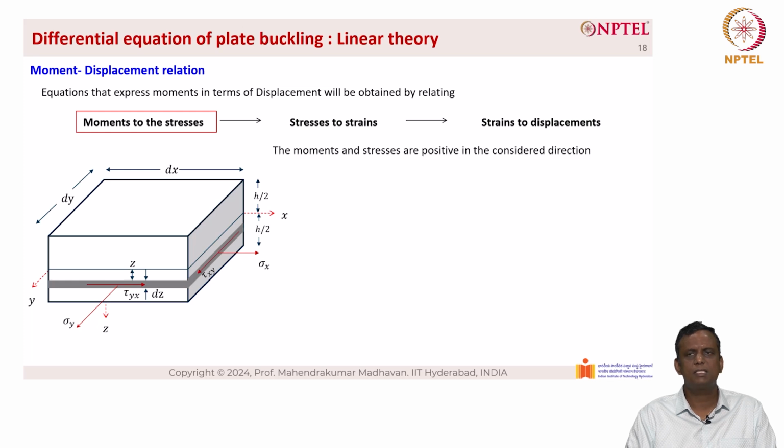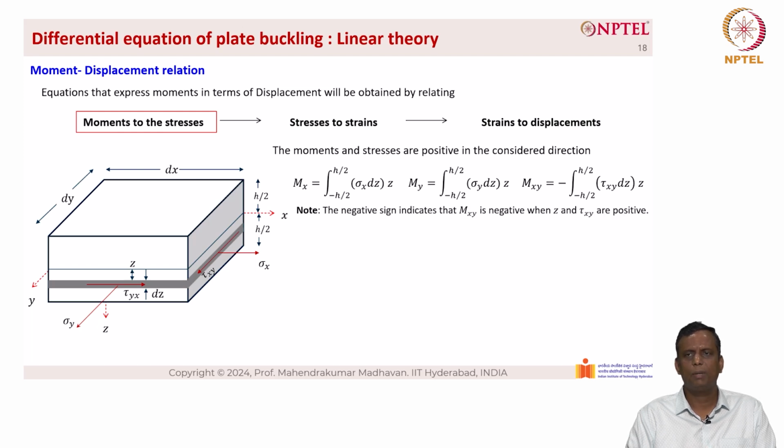Now the moments and stresses are positive in the direction considered. So we have Mx equal to the integral from minus h by 2 to h by 2 of sigma x into dz into z, and My equal to the integral from minus h by 2 to h by 2 of sigma y into dz into z, and Mxy equal to minus the integral from minus h by 2 to h by 2 of tau xy into dz into z. The negative sign indicates that Mxy is negative when z and tau xy are positive.